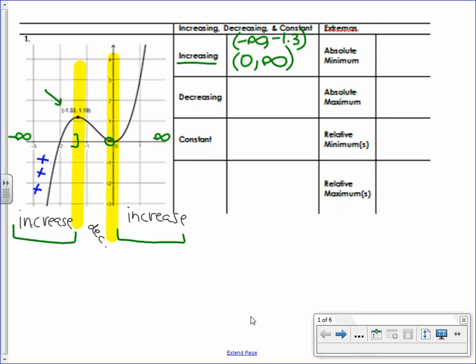Now, if we go back and talk about that one small part where he's decreasing, then we're going to come back to this one little small section right here. So we would say he is decreasing from this point, which is still negative 1.3, until this point, which is my 0. So I'm going to say that this graph decreases, it goes downhill, from negative 1.3 until I get to 0.